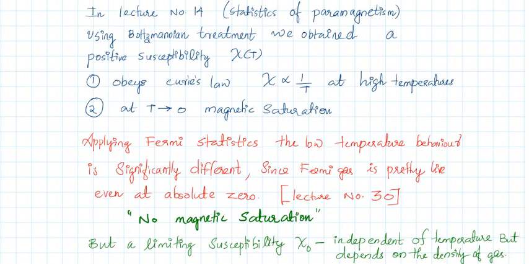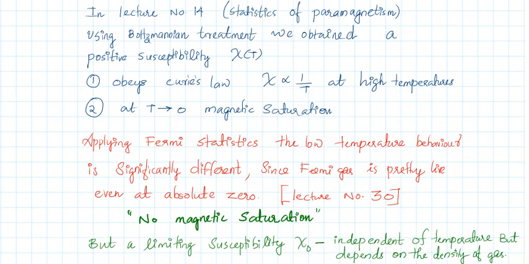Now, in lecture number 14, that is in the lecture Statistics of Paramagnetism, we used the Boltzmannian treatment and we obtained a positive susceptibility since it is paramagnetism, and that susceptibility obeys Curie's law, that is, at high temperature susceptibility is inversely proportional to temperature. Also at T equal to 0 a magnetic saturation occurs. Okay, as T tends to 0 we will have a magnetic saturation.